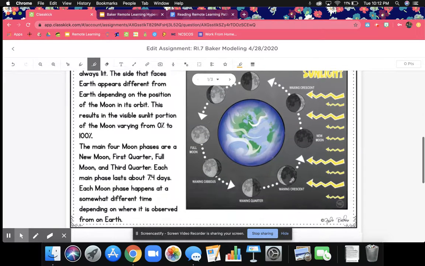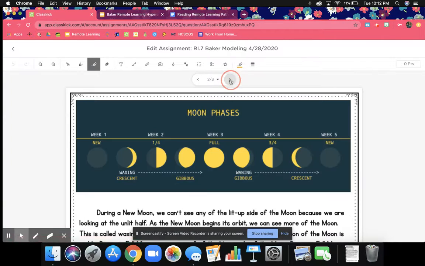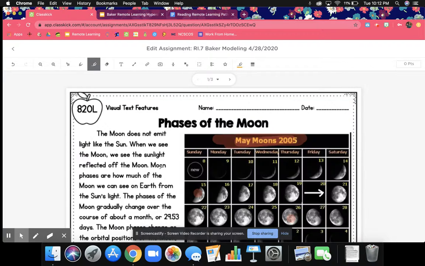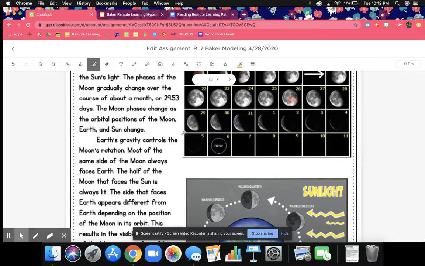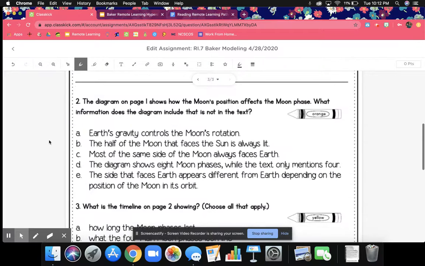Okay, so here's my diagram. We know that the sunlight is on this side, and compared to the earth, here's new moon and all the phases. So let's look at our first answer. Earth's gravity controls the moon's rotation. I believe I remember reading that. Earth's gravity controls the moon's rotation. So that's in my text. So I'm going to go back here. I'm going to switch to my pencil and I'm going to X this out because that was in the text. We are looking for information on the diagram that is not in the text. Not in the text. The half of the moon that faces the sun is always lit.